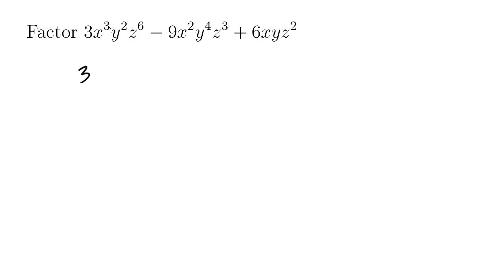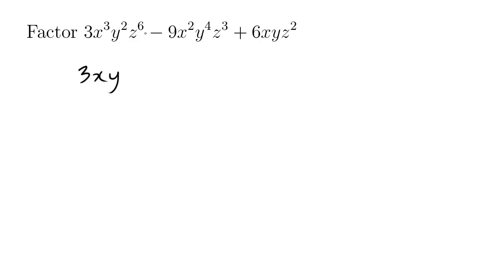We have x to the 3, x to the 2, and x, which is really x to the 1. So the biggest exponent that fits all of them is 1, so x to the 1, which gives 3x. Now how about the y's? We have y squared, y to the 4, and y to the 1. So I'm going to choose y to the 1.